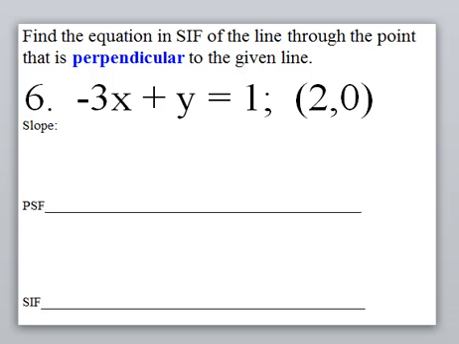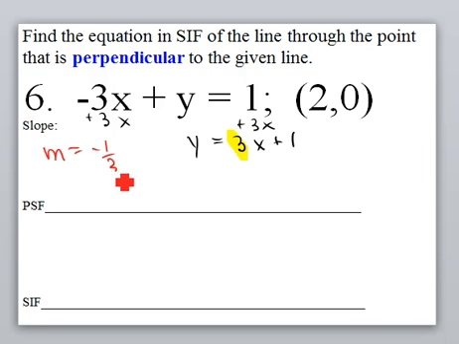Get ready to do a few more problems on finding the equation of lines that are perpendicular to the given line. This given line doesn't have a slope-intercept form right now, so the slope is not easily found, but we can do that by just adding 3x to both sides. That means that the slope of this line is 3. The slope of a line perpendicular to it then would be negative 1/3.